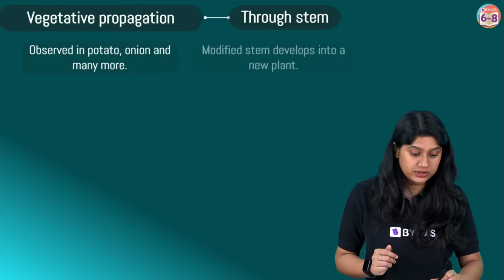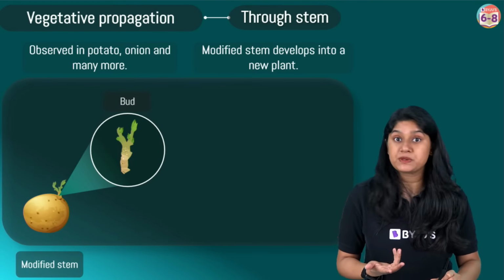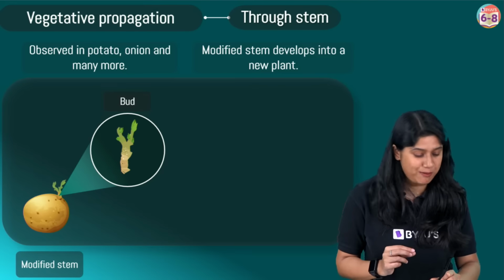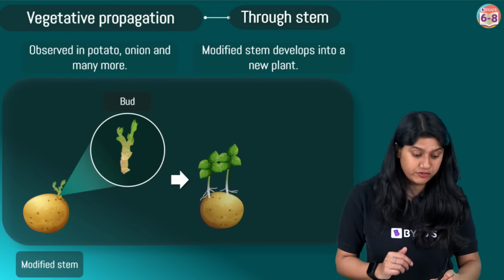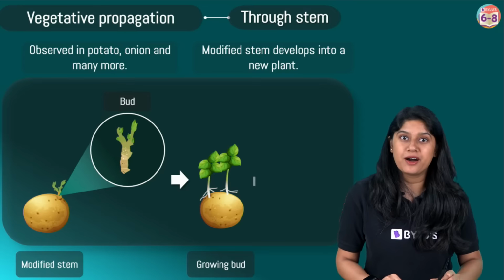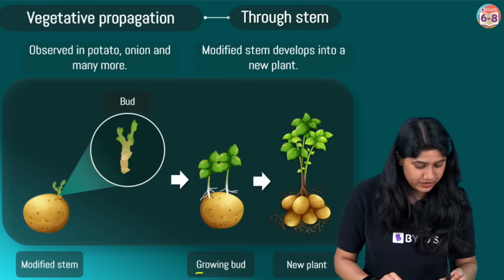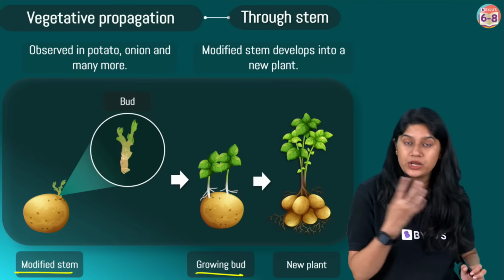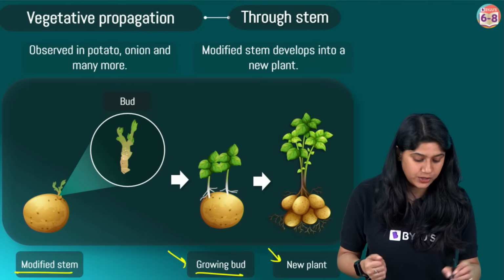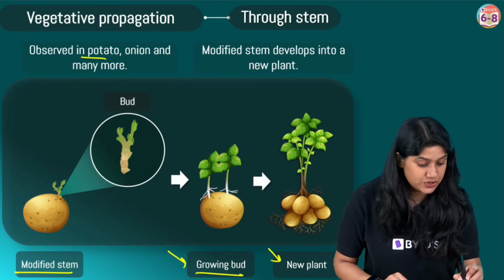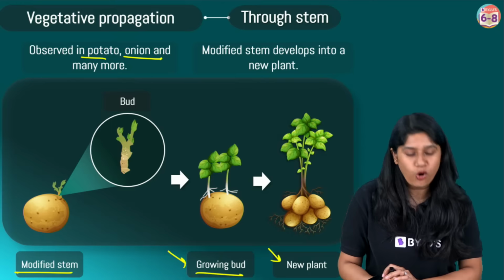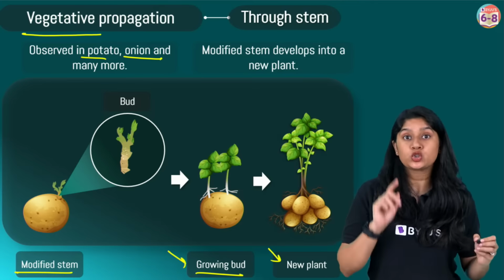Now let's talk about the stem. For stem, we have potato, the easiest example for all of us to remember. We'll see the formation of a bud, and from that we'll have a new plant altogether. So we have a modified stem, we'll have the growing bud, and after that we will have a new plant. So potato and onions are examples of vegetative propagation through stem.